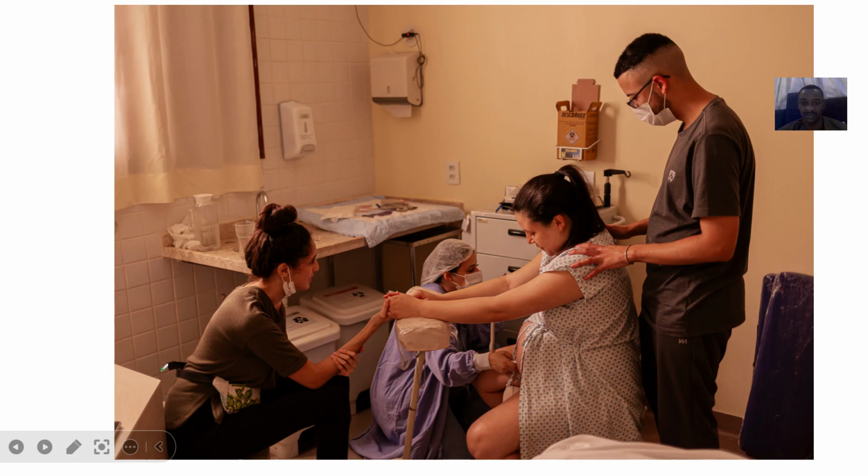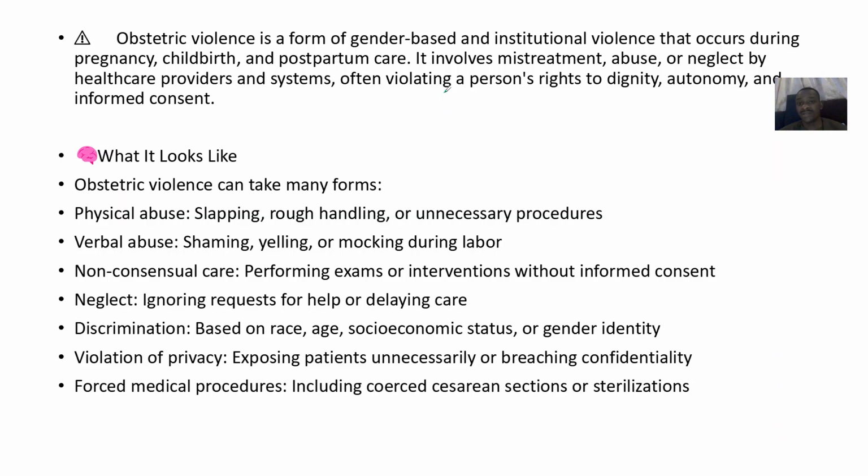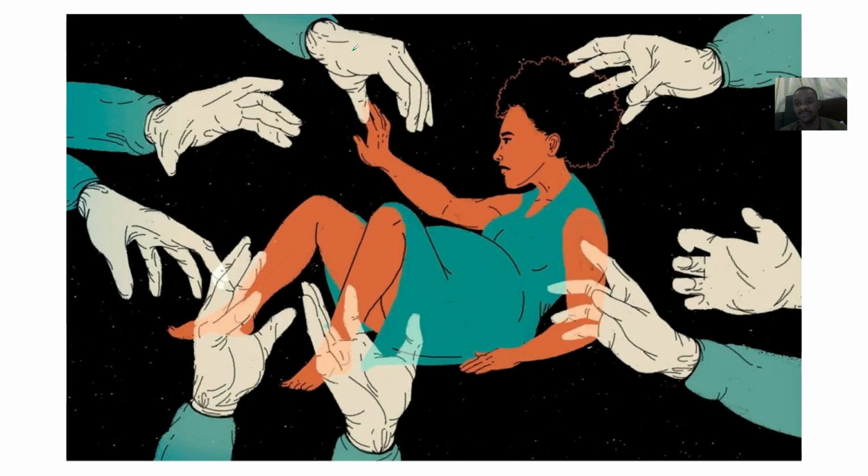Obstetric violence, we say it's a form of gender-based and institutional violence. So it usually occurs when a woman is pregnant, or when she has given birth, or that short period of time after she gave birth. So it involves maybe she was mistreated, okay, she was abused, or maybe she was neglected, and this is not by the partner, okay, by the healthcare providers. You get it? So it's the healthcare providers.